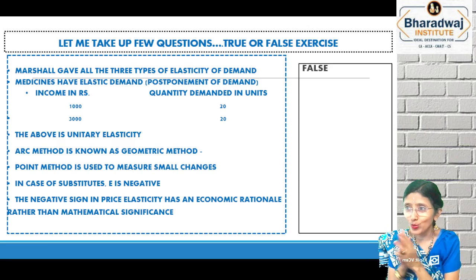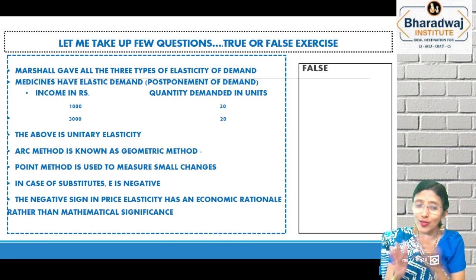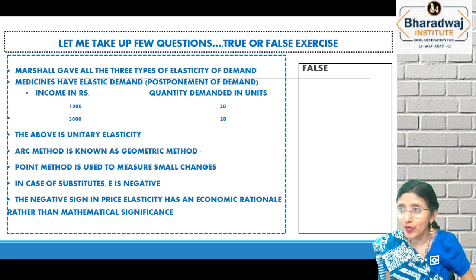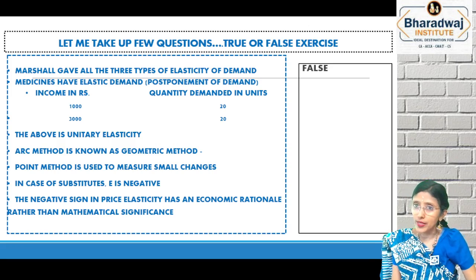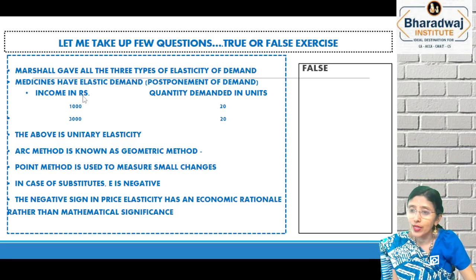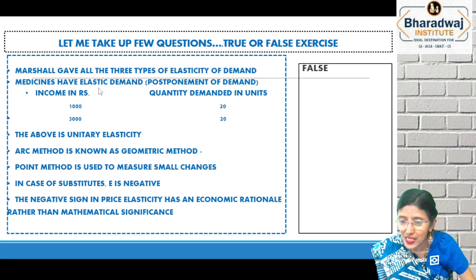What did you write? True. Why? So then what is the answer? Marshall gave only price elasticity of demand. It was later on extended by modern economists, right? Conceptual question. Second one, medicines have elastic demand.